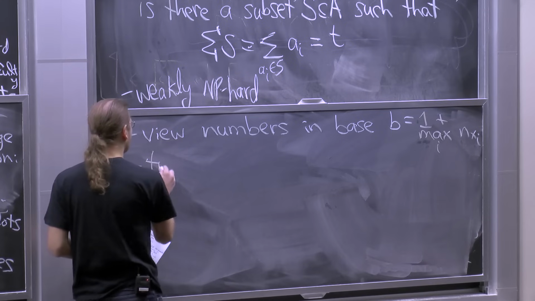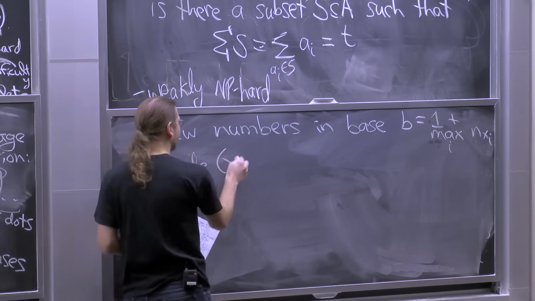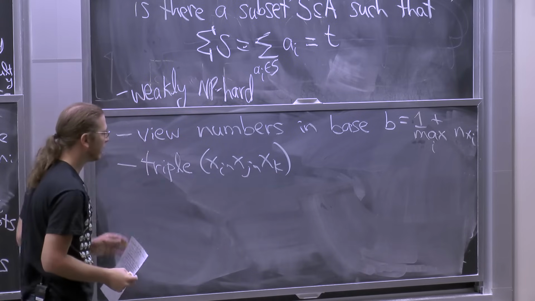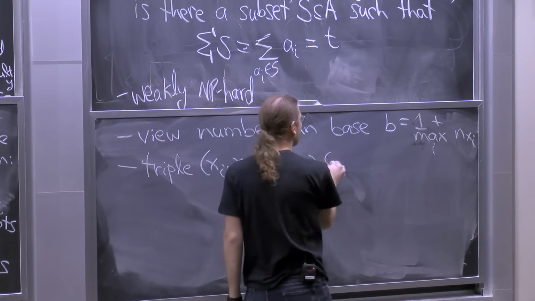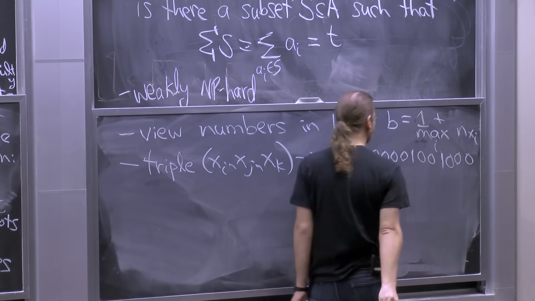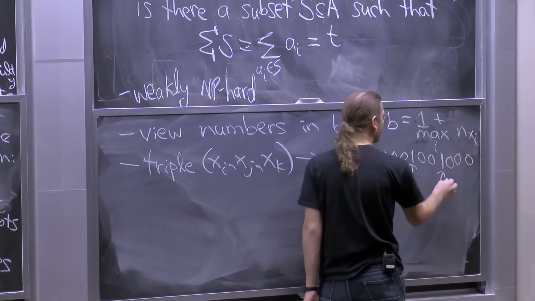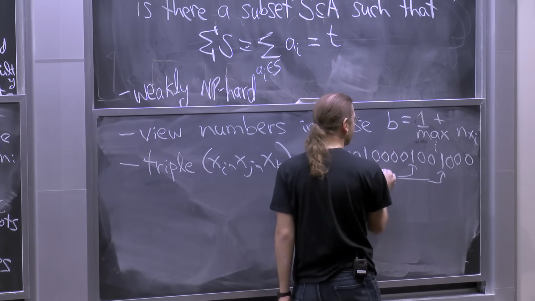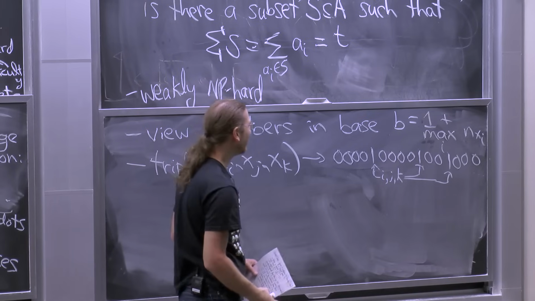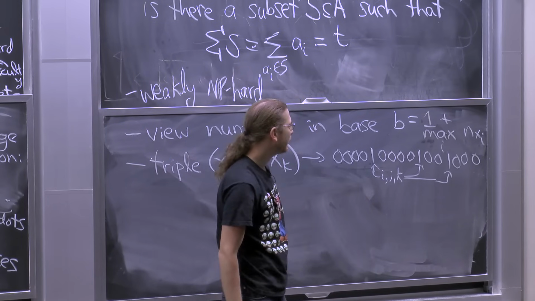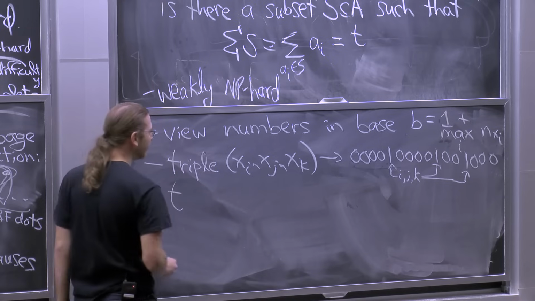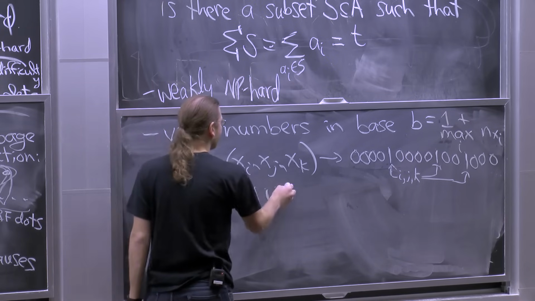This is basically the entire reduction in one line. If I have a triple xi, xj, xk, I'm going to convert that into a number that looks like this, where the 1 positions are, I don't really know the order, but they are i, j, and k. Everything else is 0. And this is in base b, not base 2. It's a little weird. All my digits are 0 or 1, but I'm in base b. Three of the digits are 1, and the rest are 0. Why? Because of my target sum. The target sum is going to be 1, 1, 1, 1, 1, 1, 1, 1, 1.